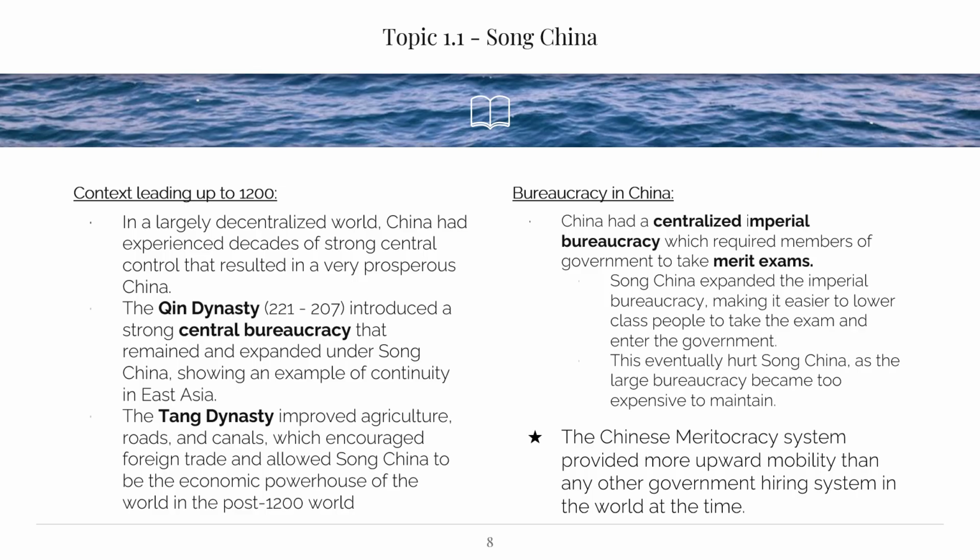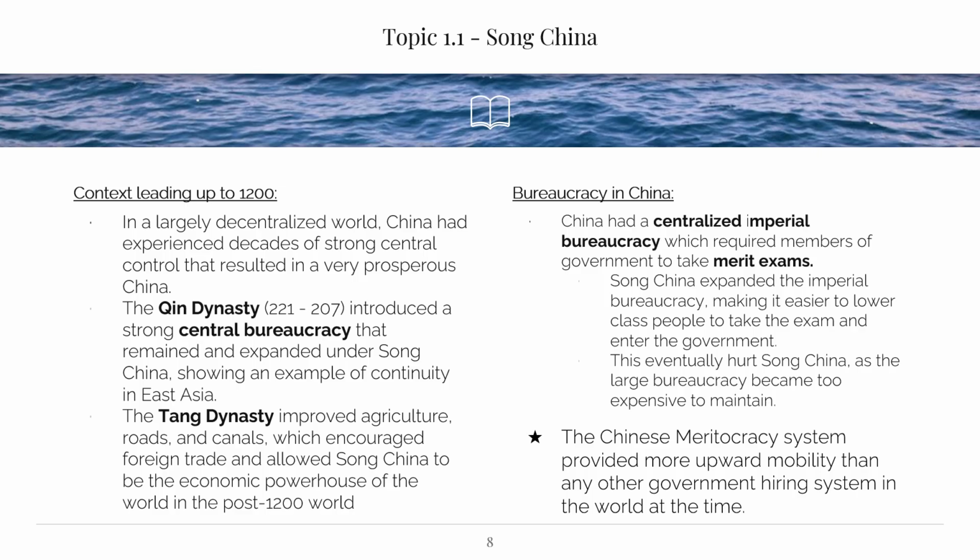They expanded the imperial bureaucracy, which made it easier for lower class people to be able to take the exam and enter the government. This eventually, though, will hurt Song China because the large bureaucracy became too expensive to maintain. And this is always a characteristic that will bring about the collapse of significant dynasties and empires. We see this at almost every single time.